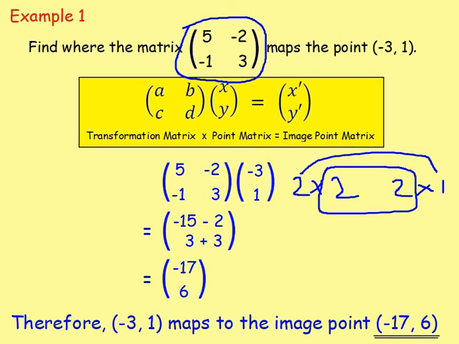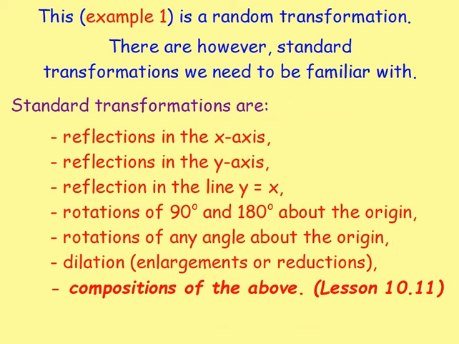And the result will be a 2 by 1 matrix. To work out this entry here, which is in the first row in the first column, multiply the first row by the first column. To work out the next entry, which is in the second row in the first column, multiply the second row by the first column. That gives you -17, 6, which means that -3, 1 maps to the image point -17, 6, if you write that as a coordinate.